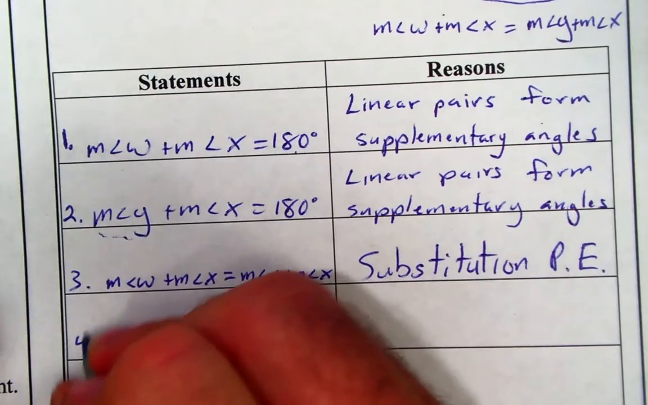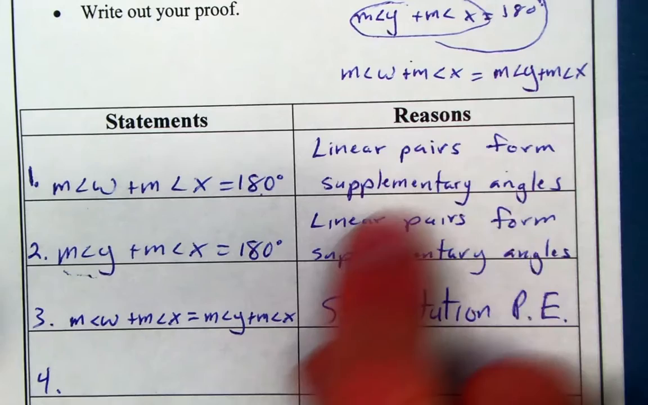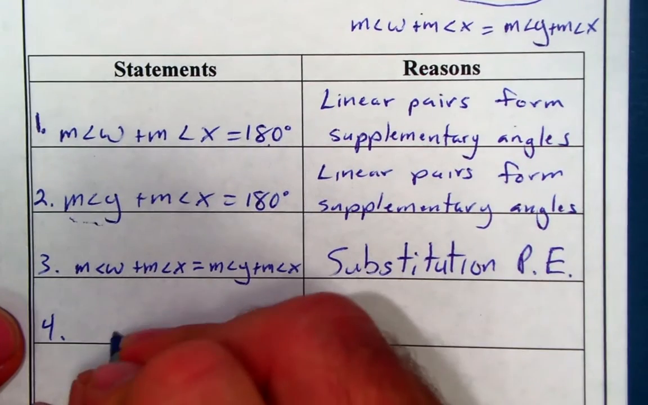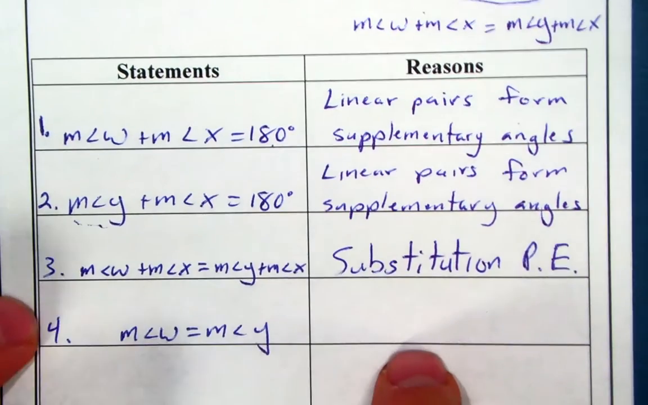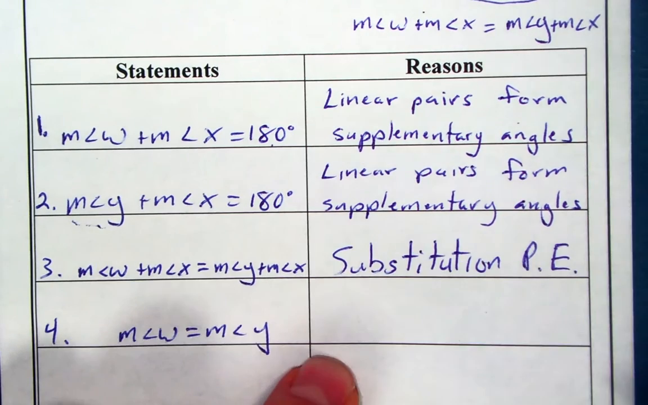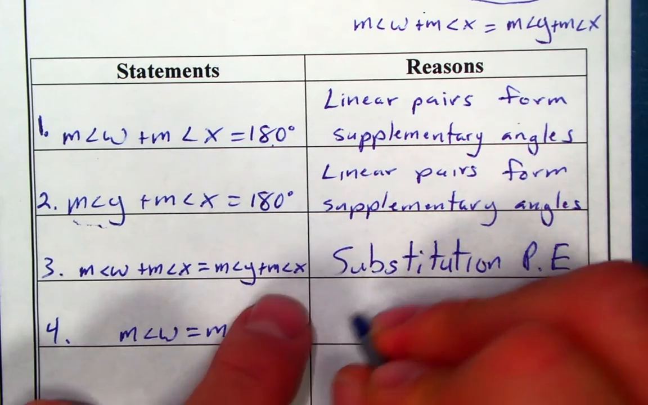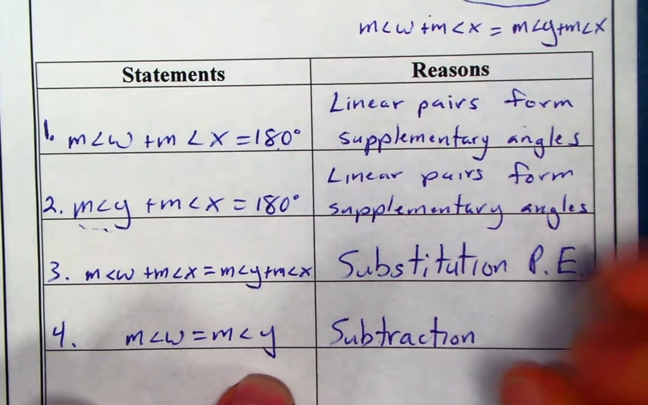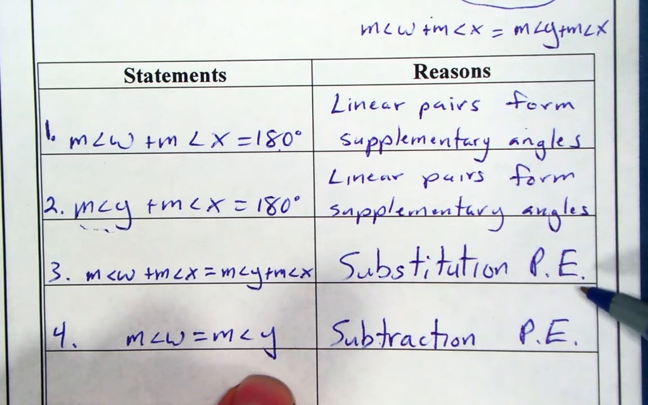Okay, number 4. Well, remember what we did was we just subtracted X from both sides. And when we did that, we got the measure of angle W equals the measure of angle Y. Well, how did we get there? What was our reason for saying that? Well, this is one of these algebra properties. When you subtract X from both sides, we're using the subtraction property of equality. Now, you should have learned these in Algebra 1, but they're not something we say a lot. So if you forgot them, I understand.